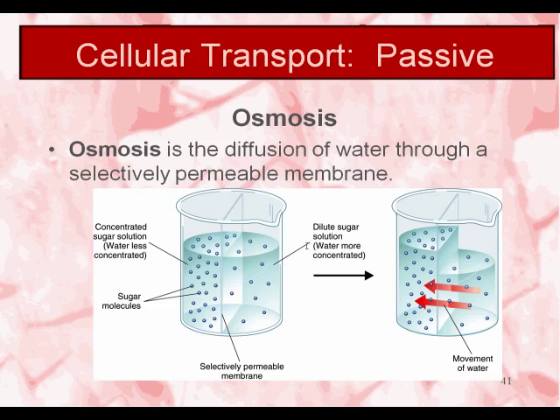Osmosis, another type of passive transport, is the diffusion of water through a selectively permeable membrane. In the diagram, you would notice the sugar molecules on the left, and look at the concentration of the water molecules. So you have more water molecules located on the right side of the beaker. So osmosis takes place. The water molecules will move from the right side of the beaker to the left side of the beaker because of concentration.